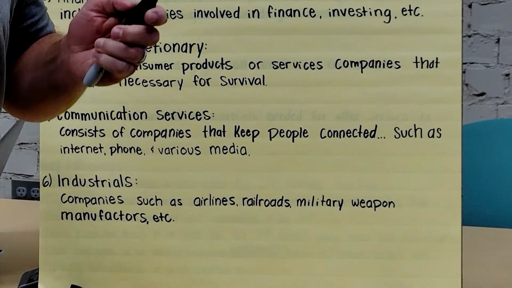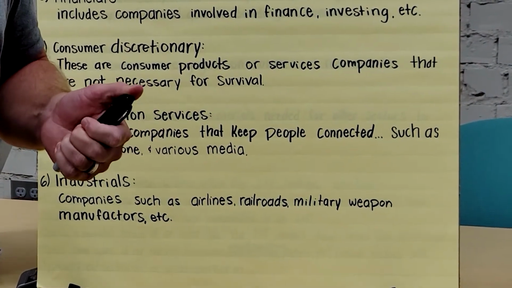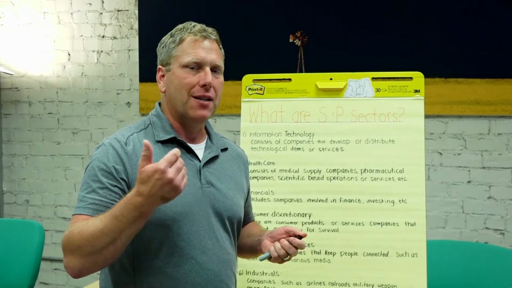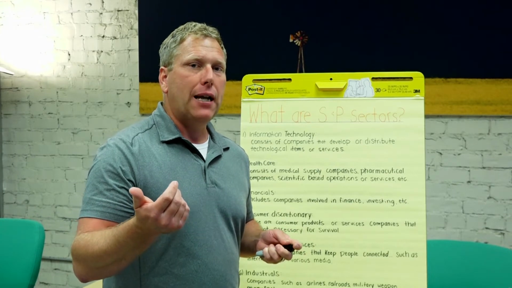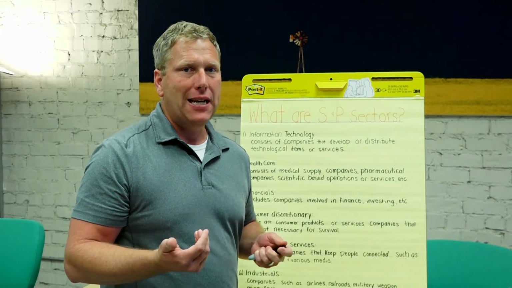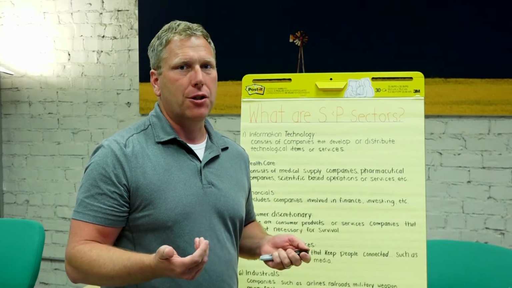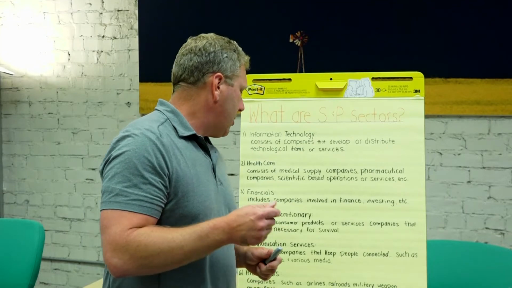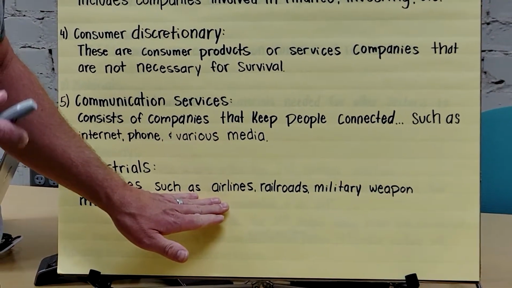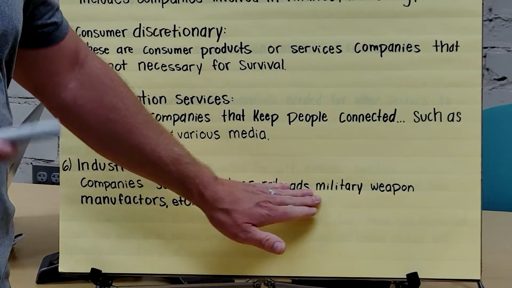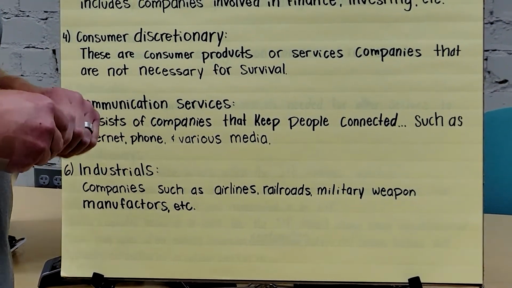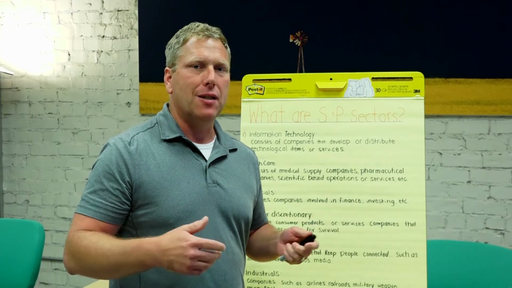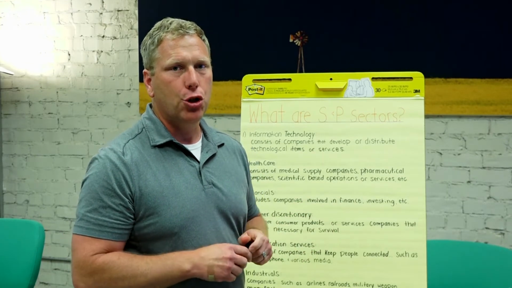Communication services are companies that you would think of, such as your cellular phone provider, things like that. But also nowadays, it's a lot of the different social media that you and I use. Those are considered communication service companies as well. Industrials are companies that are airlines, railroads, military weapon manufacturers, etc. So basically, a lot of those bigger, older companies that produce and manufacture goods.